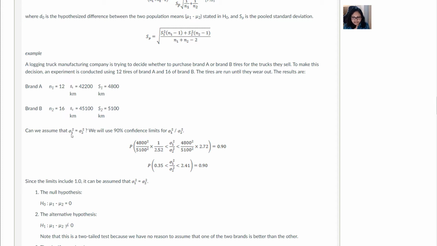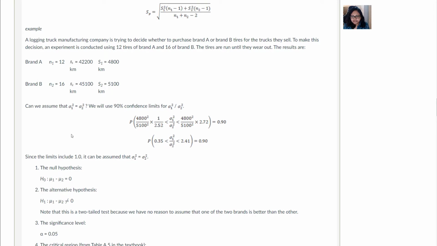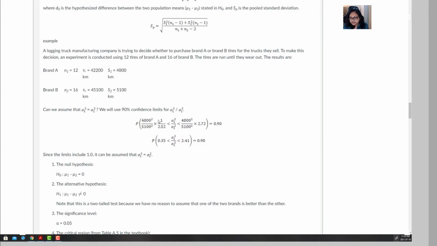So if we do not know whether they are the same or not, then we can find the confidence limit. Confidence limit of what? Confidence limit of the ratio of two variances. For the ratio of two variances, I showed you before how we can use the F-test. So you can see that we are going to use the ratio of two variances multiplied by the, let me write down in here. So you have to find the F value. In the F table, you have to find out what would be the F value.